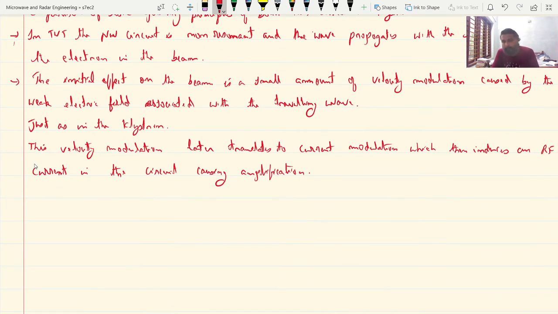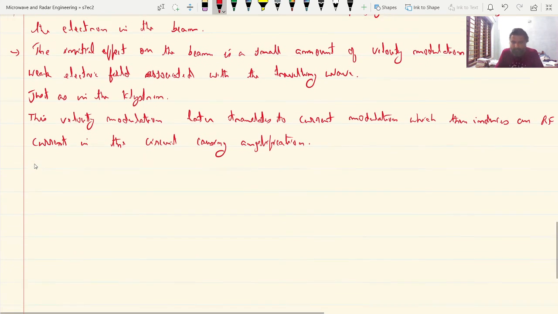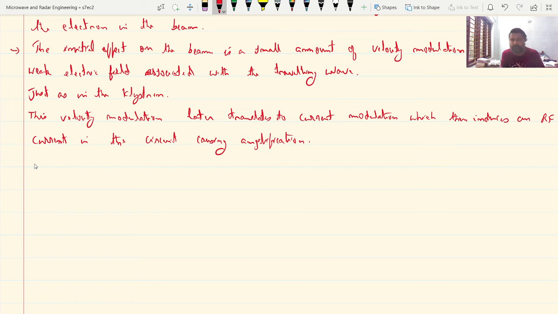But there are some major differences between the traveling wave tube as well as the klystron. What is the major difference between traveling wave tube and the klystron?